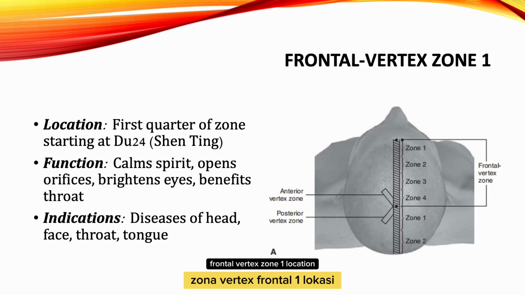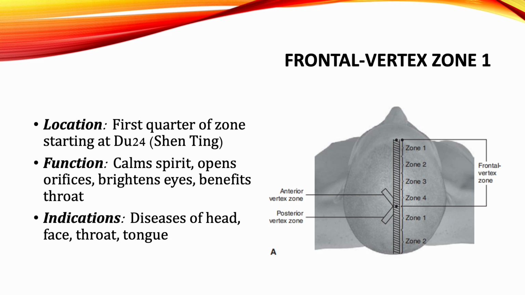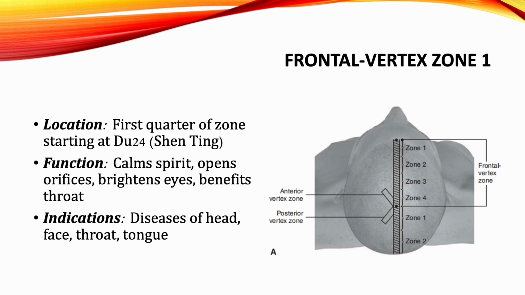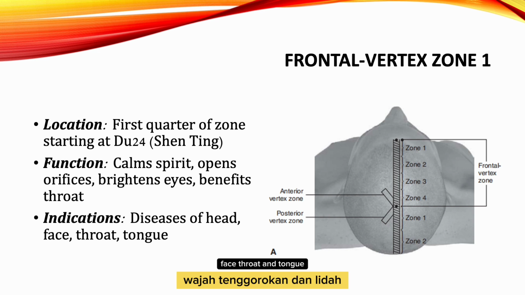Frontal vertex zone 1. Location: the first quarter of the zone starting at Du-24. Functions: calms the spirit, opens the orifices, brightens the eyes, and benefits the throat. Indications: used to treat diseases of the head, face, throat, and tongue.